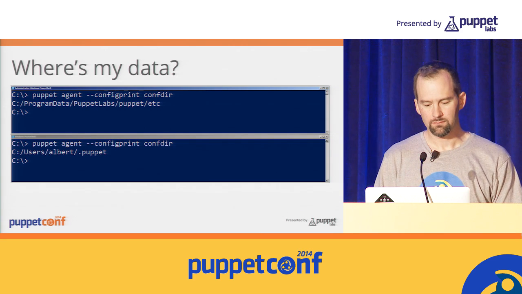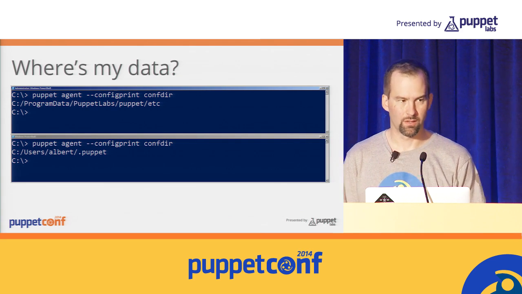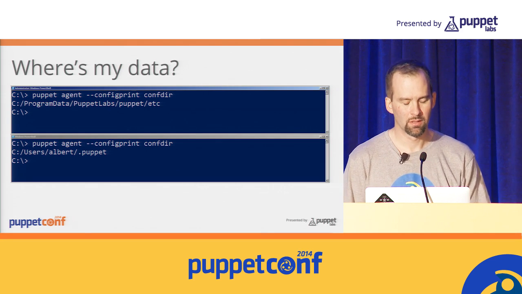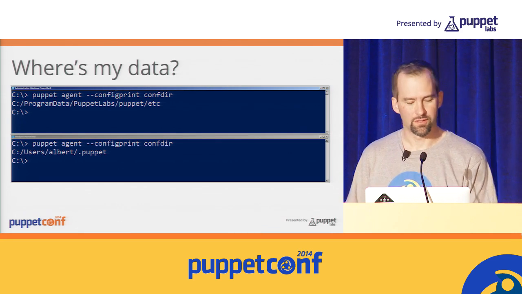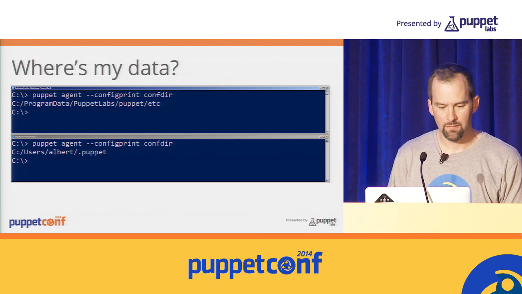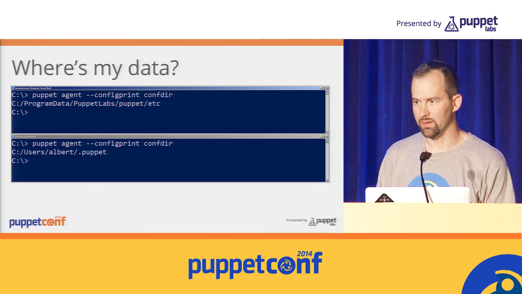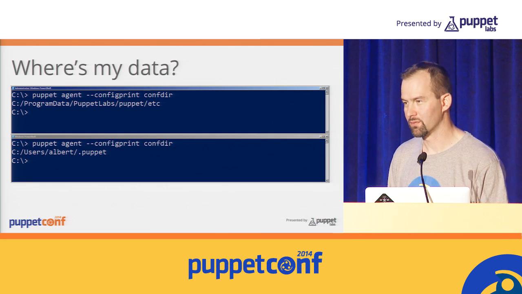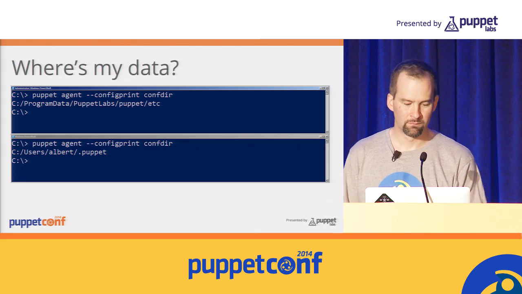And on 2003, this is actually under Documents and Settings, All Users, Application Data, and so on. The process on the bottom is not elevated, and Puppet is running in a user context here, and that's why all of its data is stored in .puppet within the user's home directory.